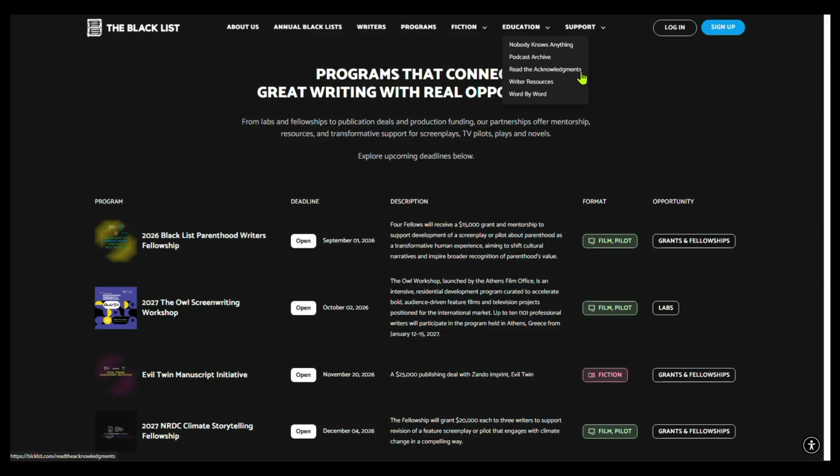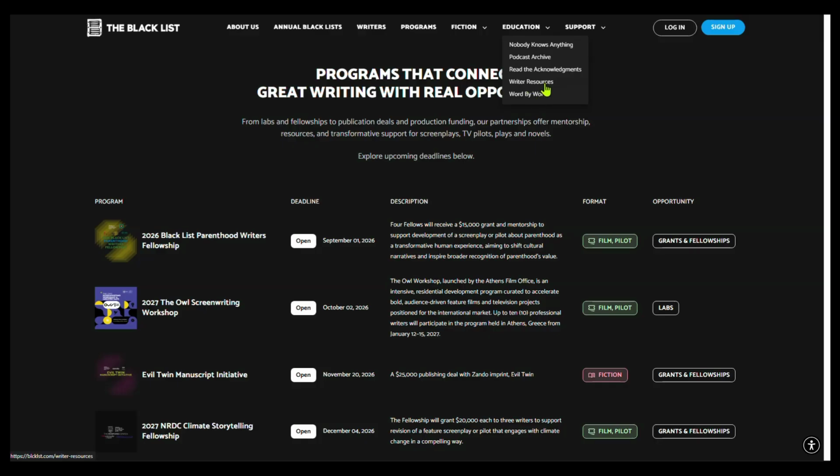Read the Acknowledgements is a really incredible resource if you are an author or wanting to become a published author in the fiction space. Our creative director of fiction, Randy, hosts this, and he has had just an incredible spectrum of guests join him. And there's really invaluable information shared in there, as well as Word by Word, which is an ongoing recorded workshop hosted by Ed Solomon.